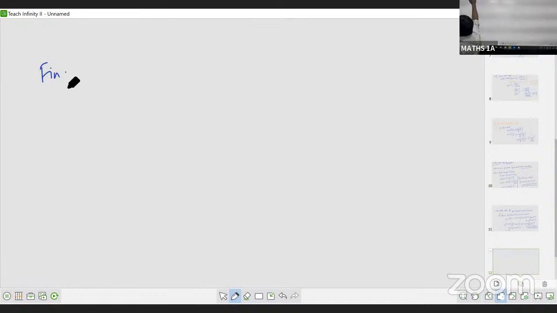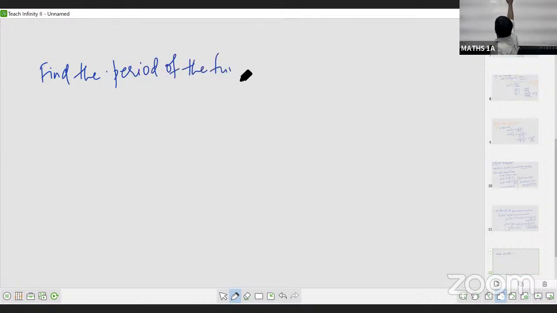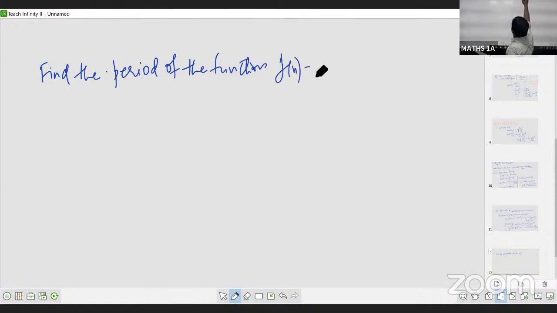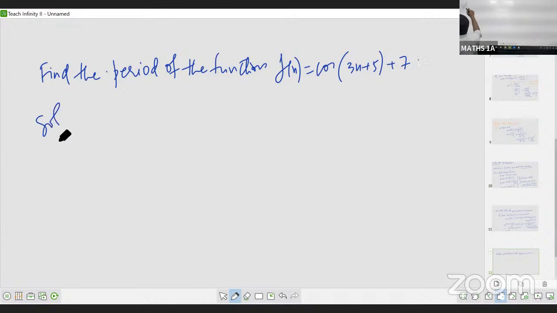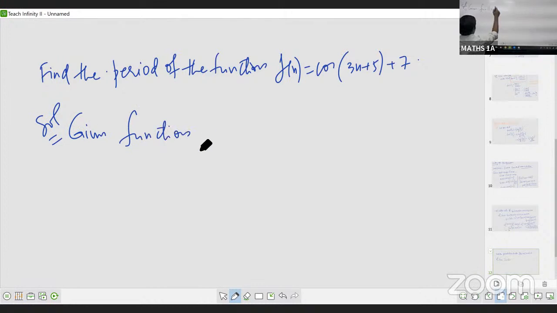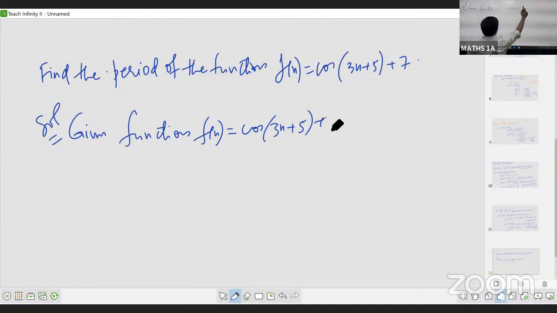Next, find the period of the function. Find the period of the function f of x equal to cos of 3x plus 5 plus 7. What is the given function? The given function f of x is equal to cos of 3x plus 5 plus 7.